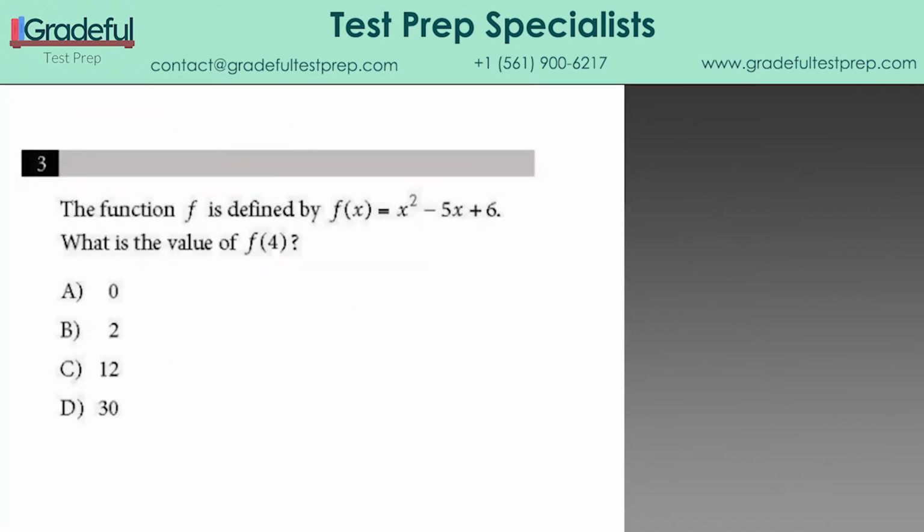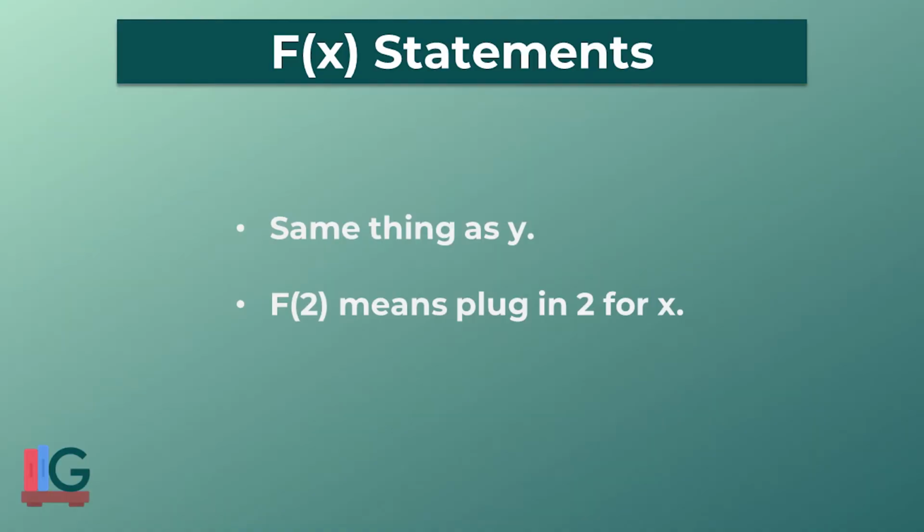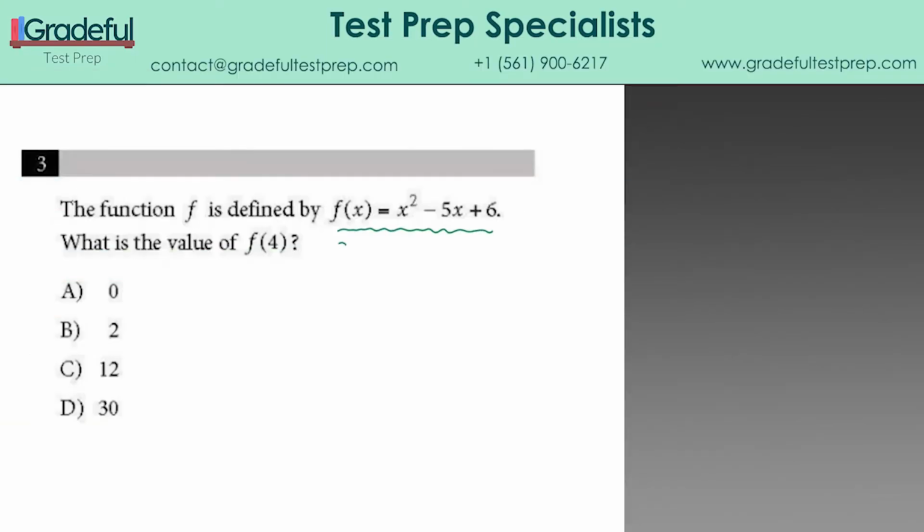Question number 3 is basically just asking us about f of x notation. If this is our f of x right here, and then they ask us for f of 4, we're supposed to know that that means plug in 4 as your x value. So if we plug in 4, we'll have 4 squared minus 5 times 4 plus 6. So that's 16 minus 20 plus 6. 16 minus 20 is negative 4, plus 6 is positive 2. And the answer to number 3 is B.